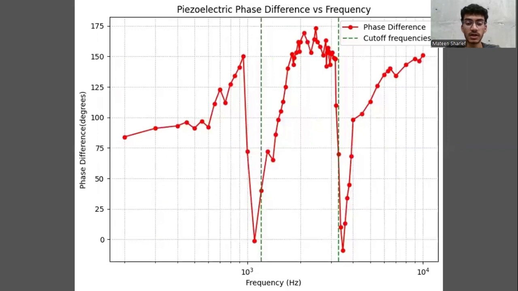This is the phase response graph. The phase response shows a phase shift near resonance, confirming that the sensor reacts differently at different frequencies. The phase response exhibits a significant change near the resonant frequency. At frequencies far from resonance, the phase is relatively stable.